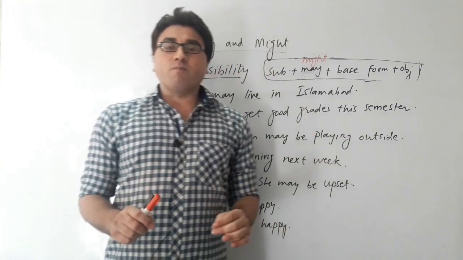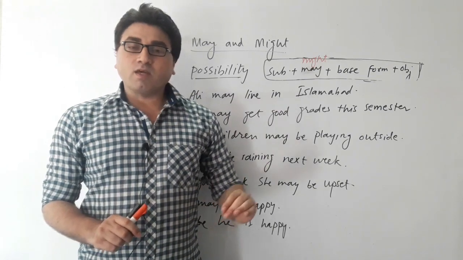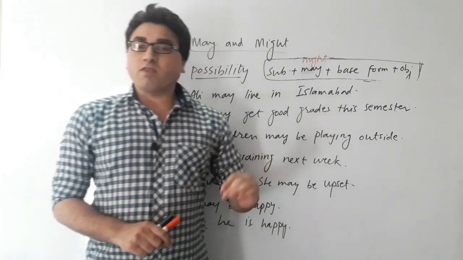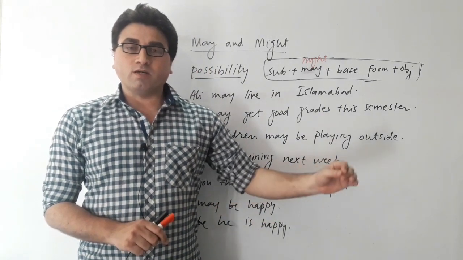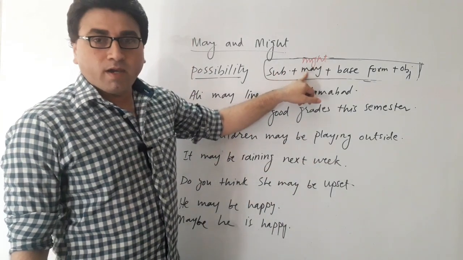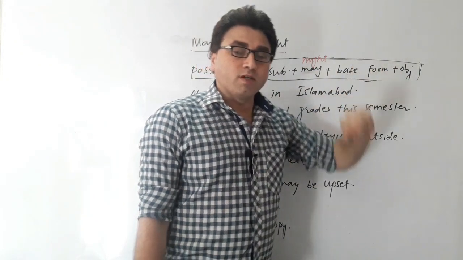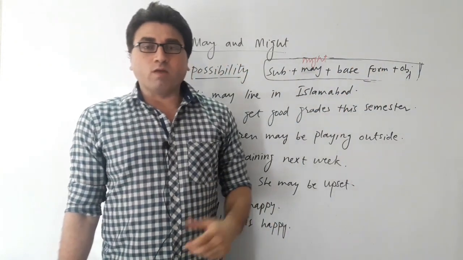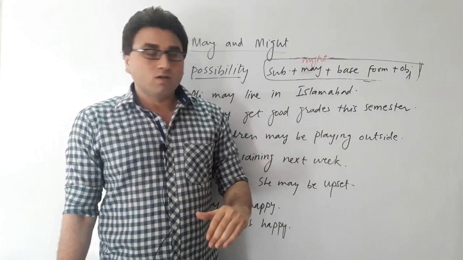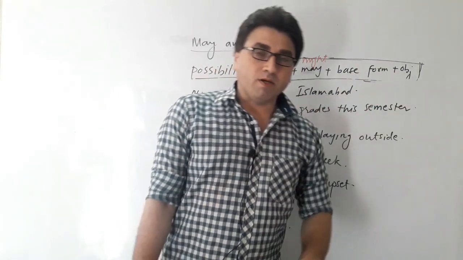Now, the first use of may and might is possibility. Possibility means that something is possible in the present or in the future, or something may happen in the present or in the future. Have a look at the formulation. Subject plus may, or we can also use might, and then base form, and then the object. Remember one thing: whenever we are using modal verbs like may, might, should, could, would, we never add s, es or ies to the base form.